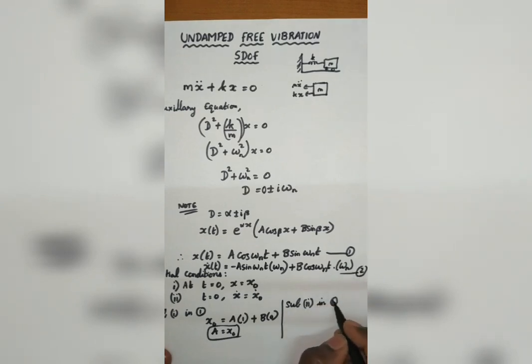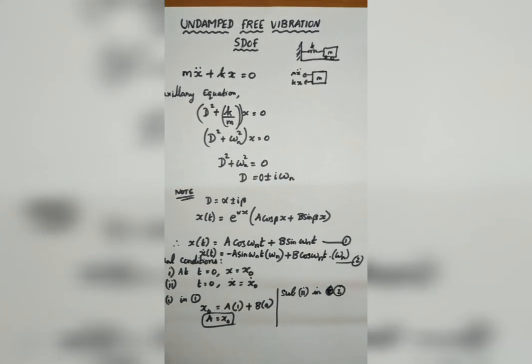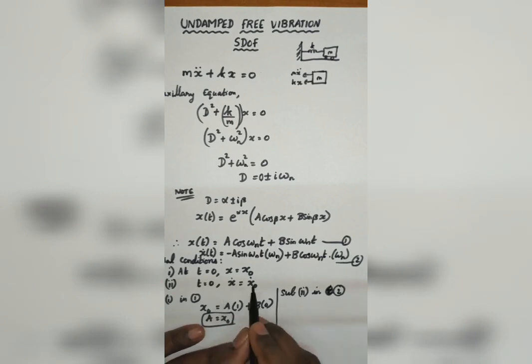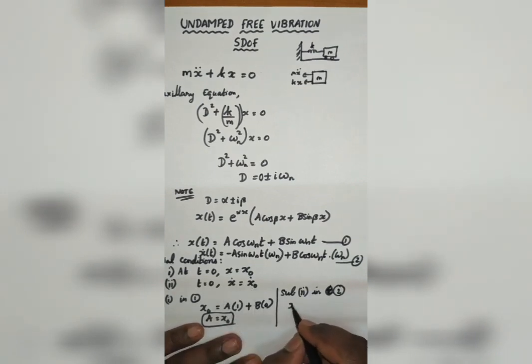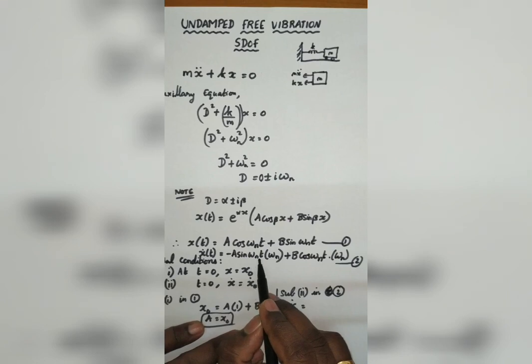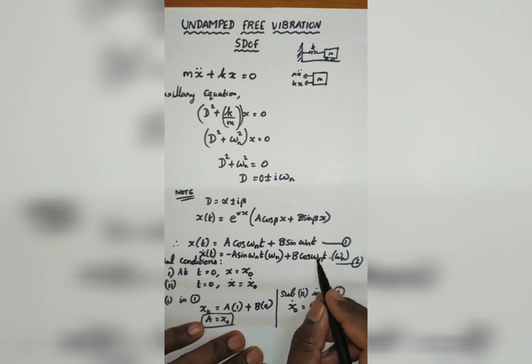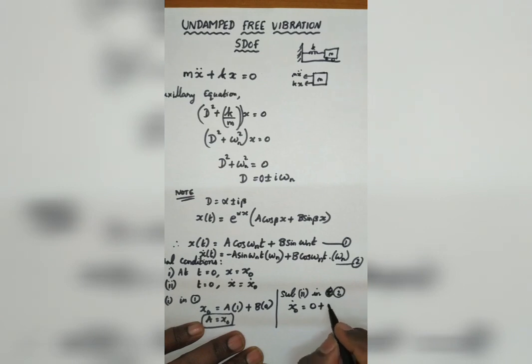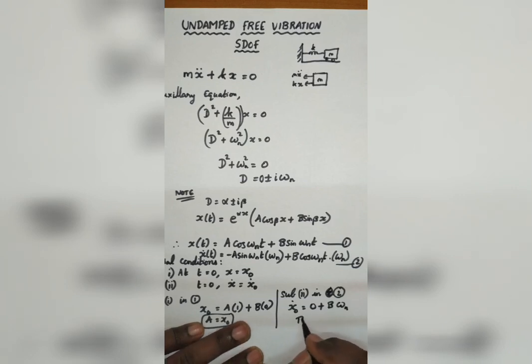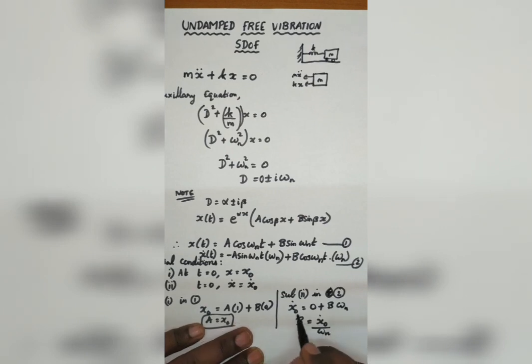I'm going to substitute in equation number 2. So if I substitute here, what will I get? X dot is equal to x naught dot. So if I substitute t equal to 0, obviously the entire first term will become 0, plus cos 0 will be 1, so b into omega n. So what I need is b equal to x naught dot by omega n, right?